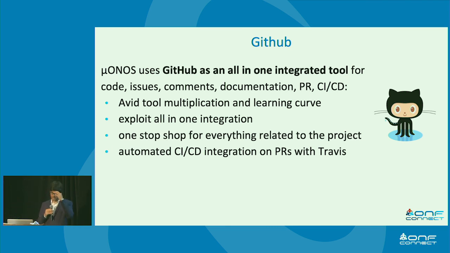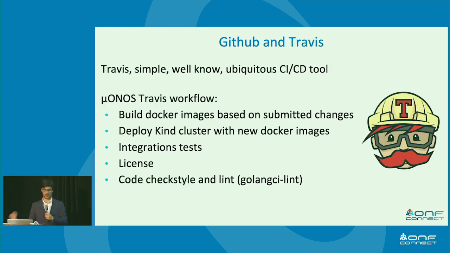And it also has a very well integrated CI/CD with Travis on the PRs. We picked Travis because it's a simple, well-known, ubiquitous CI/CD tool. It builds the Docker images on top of your submitted changes, deploys a kind cluster on a Docker daemon running there with your new images, and launches the integration tests. If they pass, it checks the license, the checkstyles, and a set of Go linters. In particular, we use the golangci-lint tool, which does lint and vet.